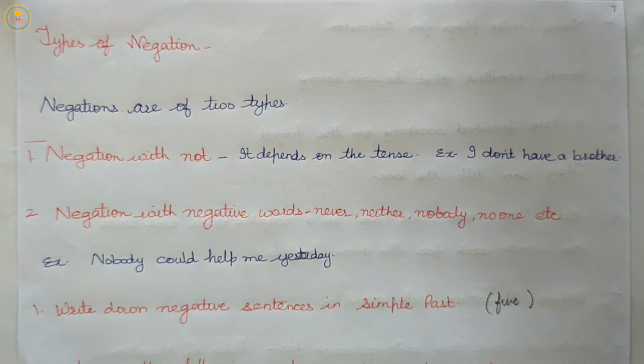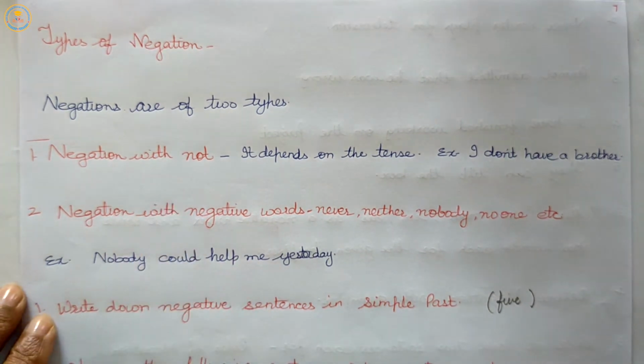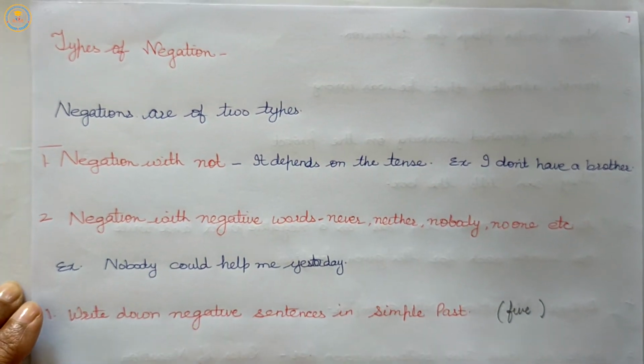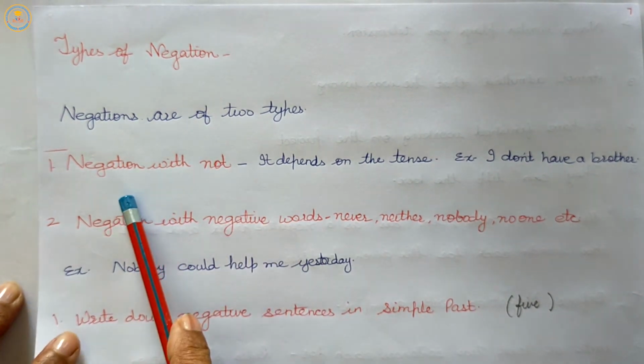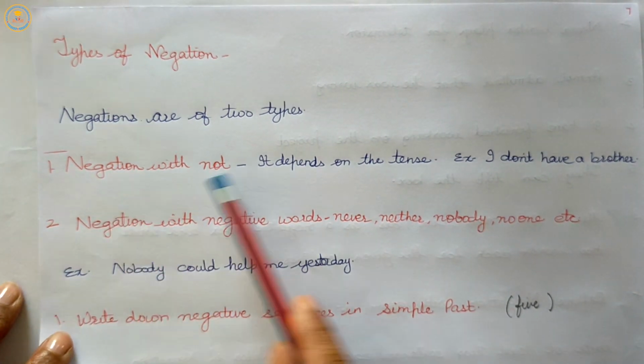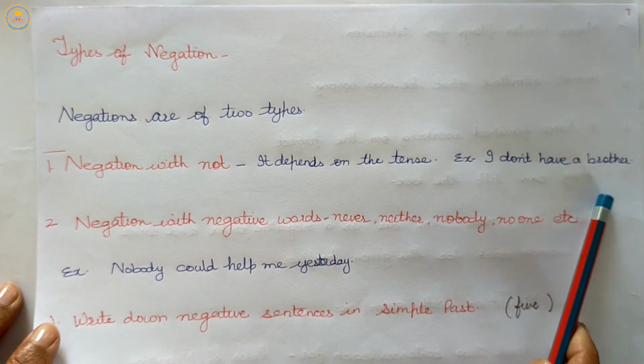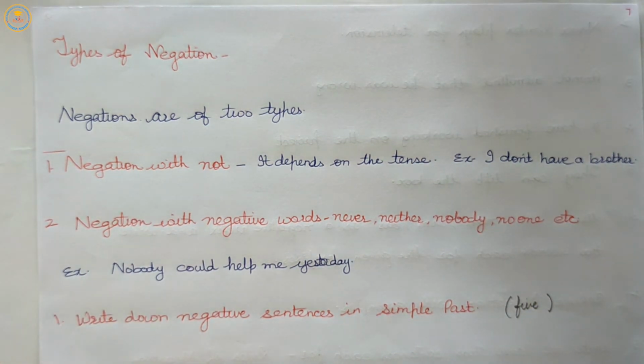First is negation with not, which we have read about earlier in our rules. It depends on tenses. Example: I don't have a brother. So negation with not relates to negation in tenses and negation related to modal auxiliaries. In these two we will use negation with not.